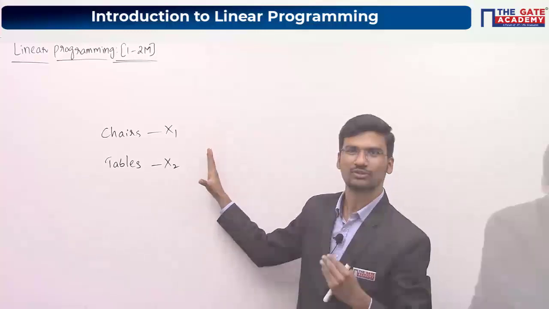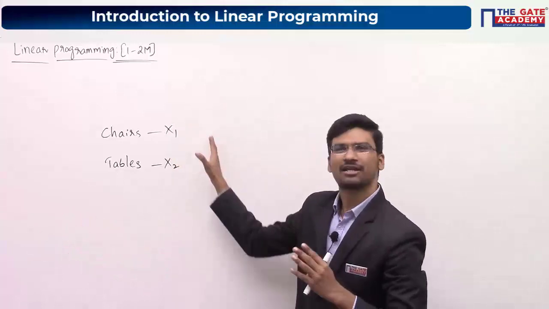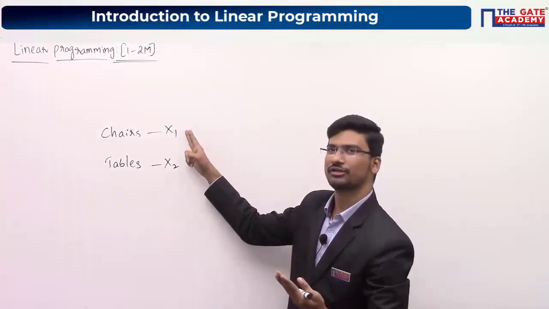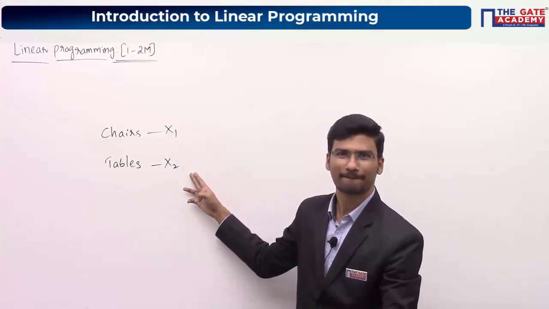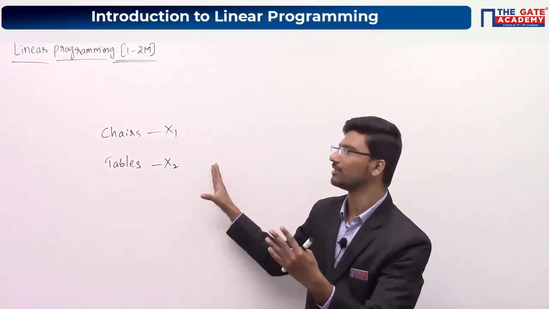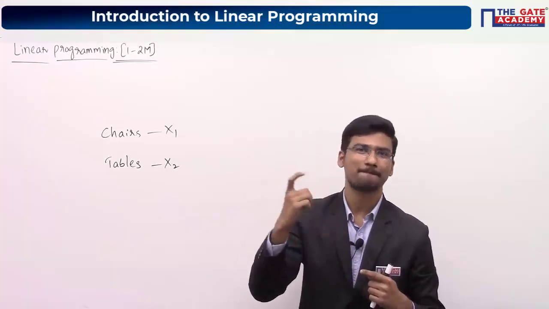Listen to this statement carefully. Ultimately, this manufacturing company has to decide these two variables. What are these two variables? The number of units of chairs and the number of units of tables. Definitely the profits on these two products will be different. So ultimately they have to decide these two variables in such a way that their total profit is maximum.